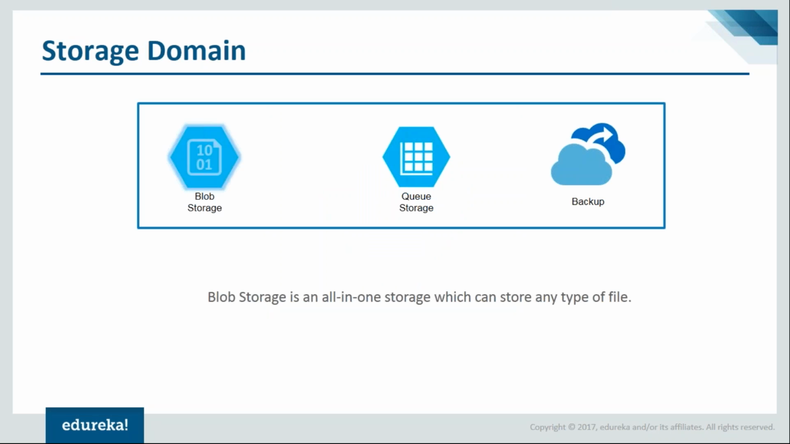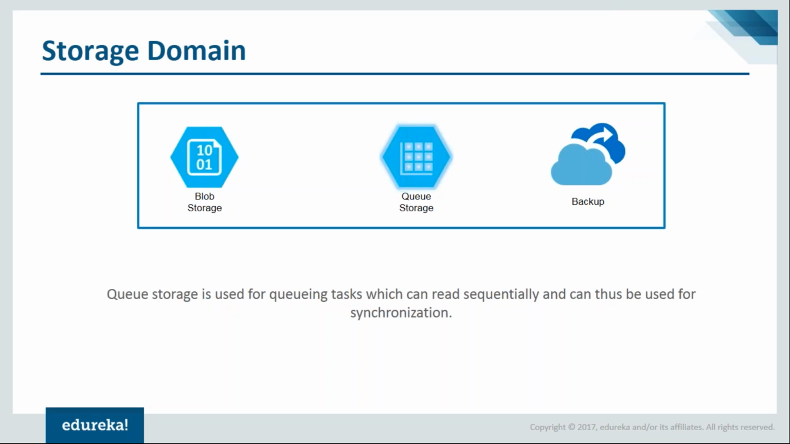So the blob storage, like I said, is a file system on which you can upload any kind of file, right? And that's about it. There is nothing more to blob storage. This is the thing. Next is queue storage. So queue storage is basically a queuing service. Whenever you have to synchronize tasks, say for example, process 1 has to be done before process 2, and process 2 has to be done before process 3.